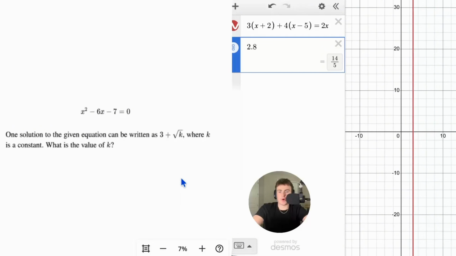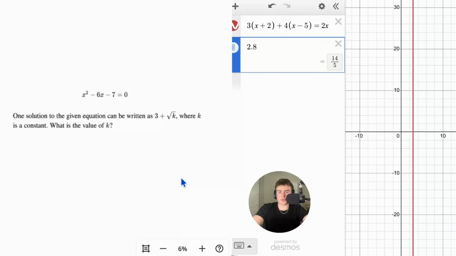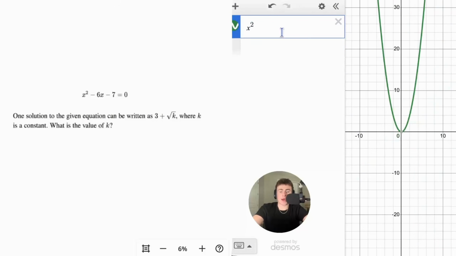It says, one solution to the given equation can be written as 3 plus root k, where k is a constant. What is the value of k? Well, let's try and graph this thing first. We have x squared. As you notice, by the way, it's only x's, so it's a one variable equation. So x squared minus 6x minus 7 equals 0.